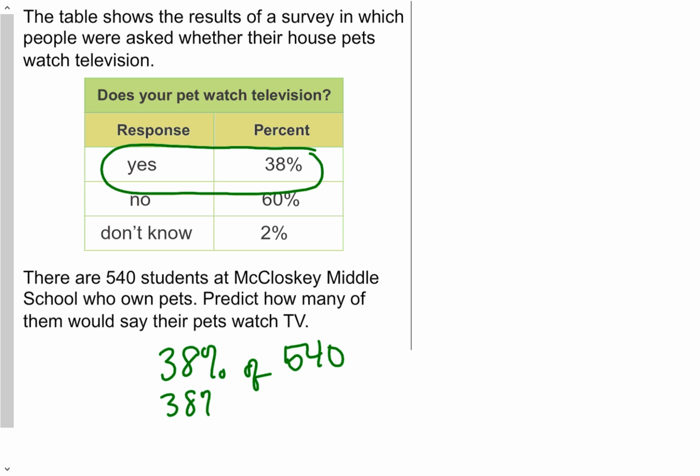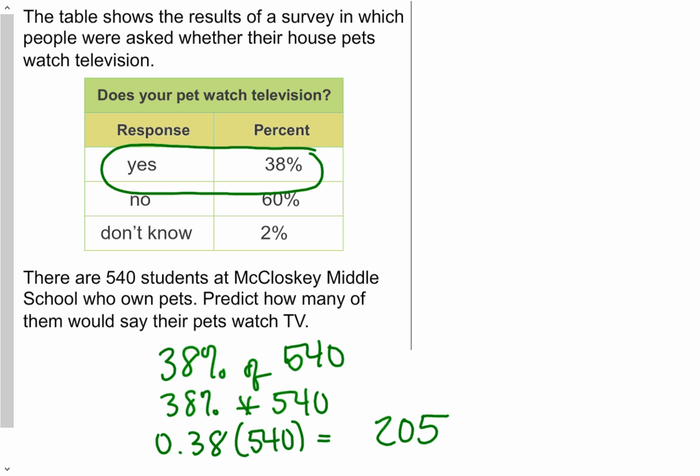Of means to multiply. Now we're going to change our percentage to a decimal, and that's going to equal about 205. So about 205 students say that their pets watch TV.